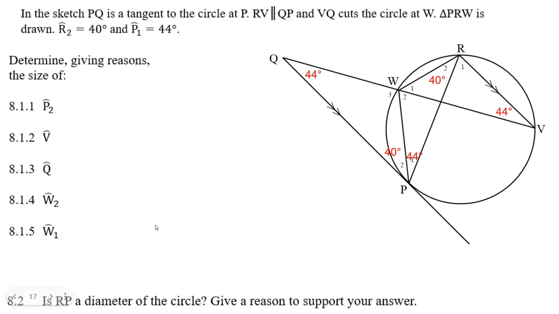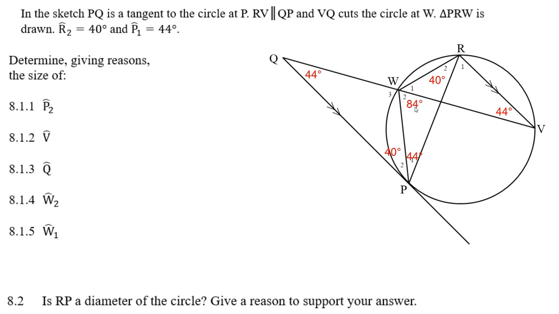What about W2? How big is W2? I said that W2 is equal to 84 degrees. Now, this is one that people have trouble seeing sometimes. There's a triangle QWP, and W2 is the exterior angle of a triangle, and it equals the sum of these two opposite interior angles. That's why it's got to be 84.